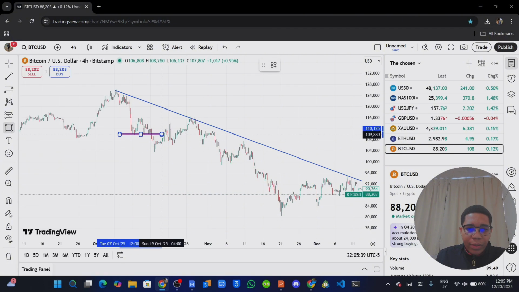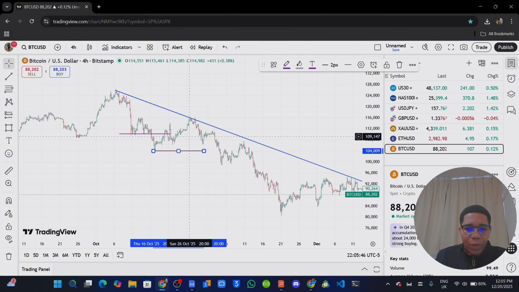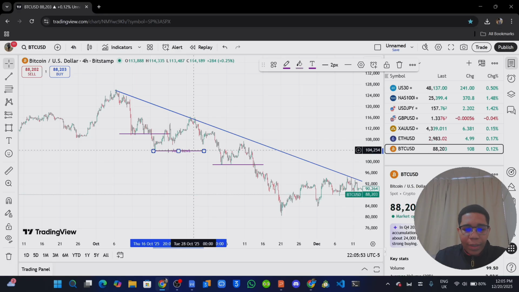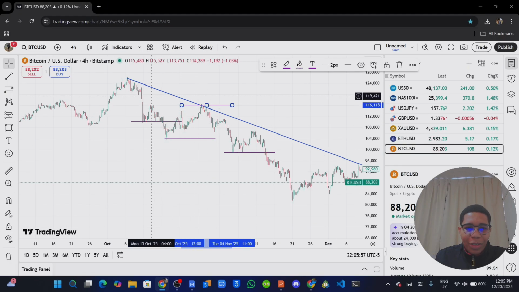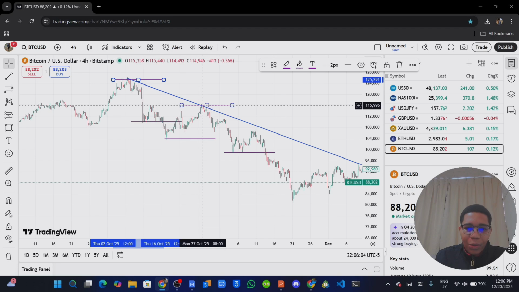Creating lower lows, right, and also creating lower highs, okay? So lower lows and lower highs like this, okay? So what do we mean by lower lows and lower highs? We're just meaning that the previous high was this one, okay? This one. And now the next low is lower than the what? Than the previous one. So that's what we mean by creating lower highs and lower lows. Okay, so this signifies a downtrend.